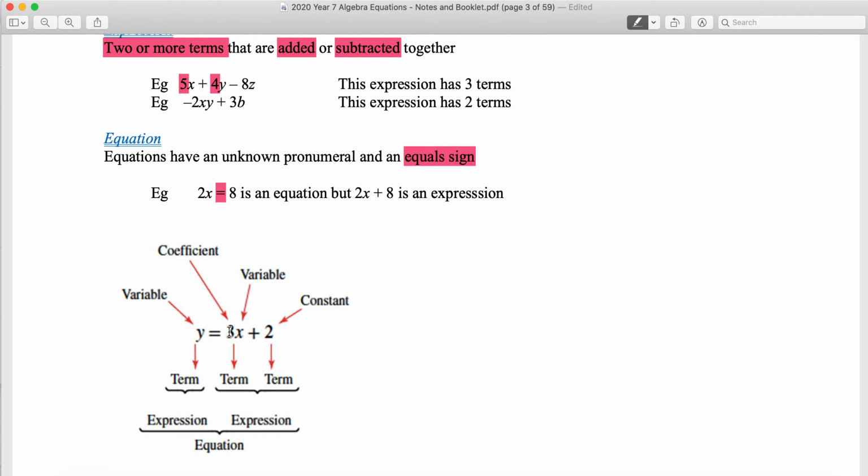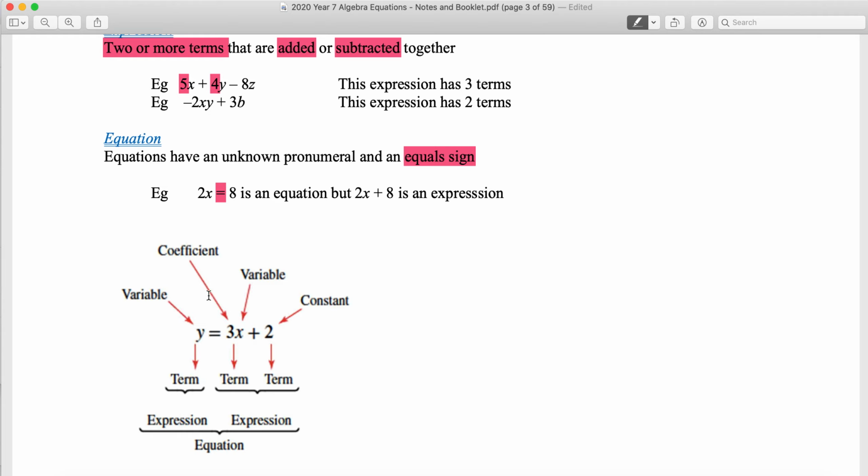Over here I have two terms. Which ones? 3x plus 2. 3x is a term, plus 2 is a term as well. Okay? And a term plus a term is an expression as well. So this whole thing here is an expression. So I have an expression that is equal to an expression, and the whole thing is an equation, okay? Now let's look here. We have y, this first term only has one pronumeral or one variable, okay?